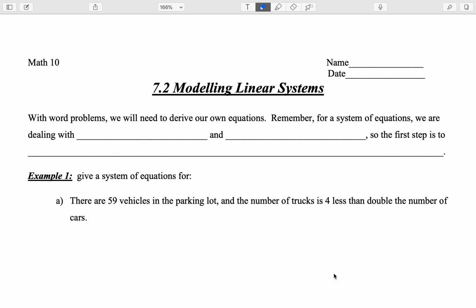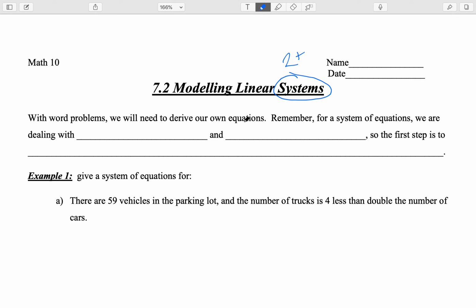Our next section, section 7.2 in chapter 7, has to do with modeling linear systems. Now remember, a system of equations really just means two or more equations at the same time. So what this really has to do with is figuring out from word problems what our two equations have to be. With word problems, we need to derive our own equations.